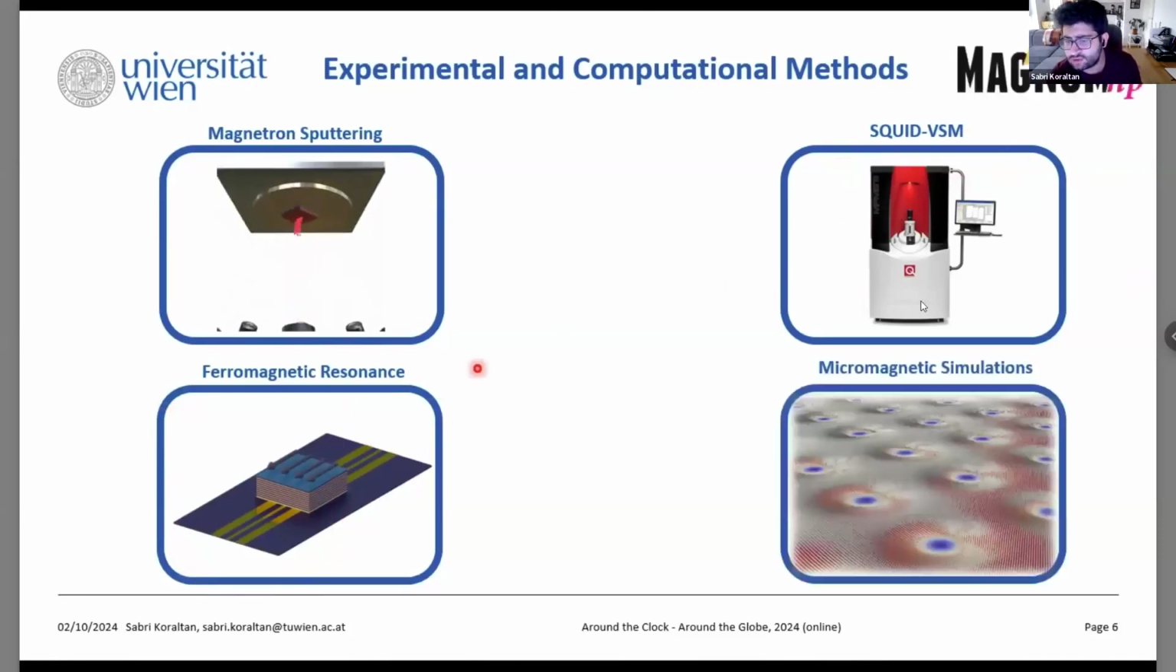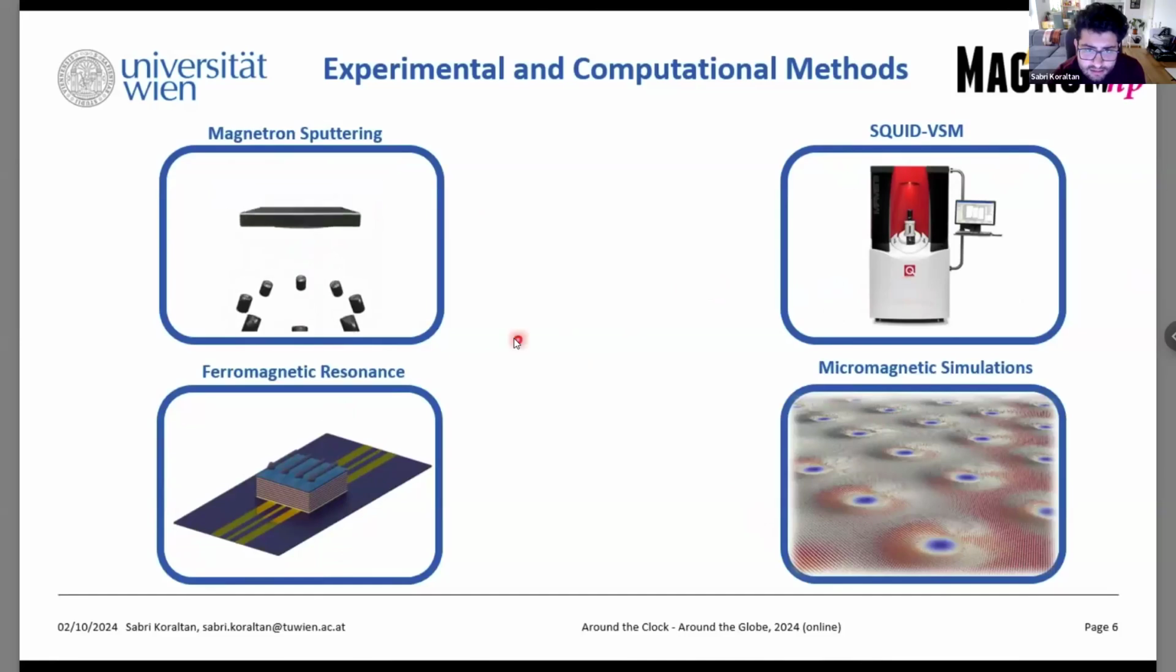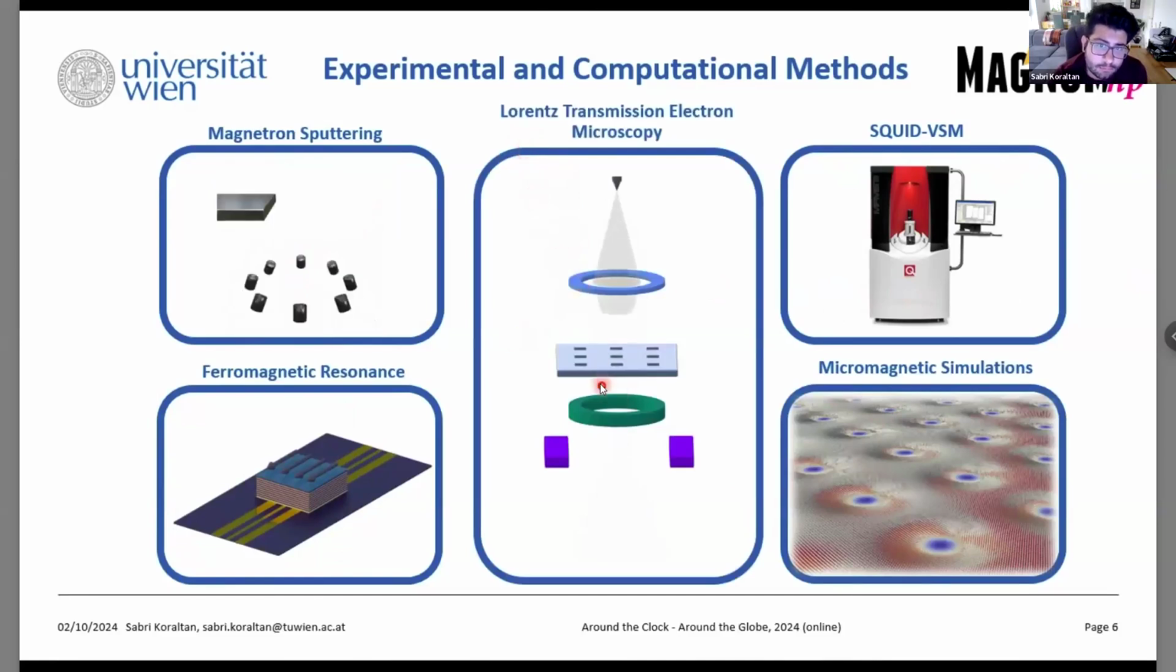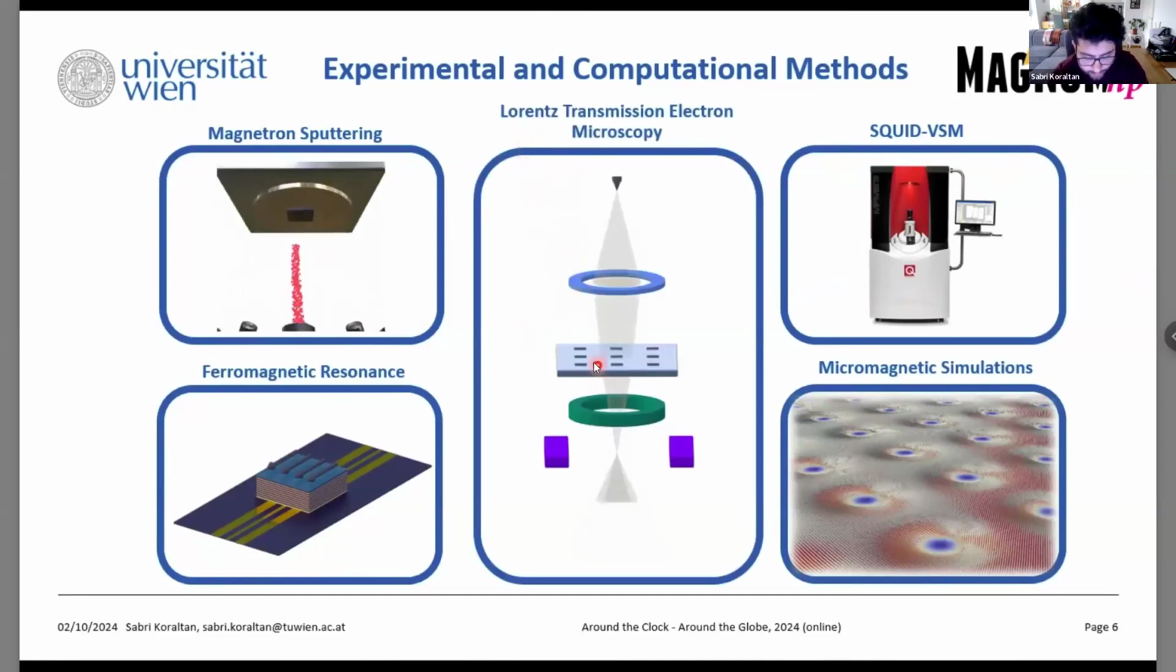On the other hand, we need these two parameters to perform micromagnetic simulations, which I have heavily done during my PhD. So we need these inputs basically from our experiments. And we will image the spin textures, and for this we will rely mostly on Lorentz transmission electron microscopy.